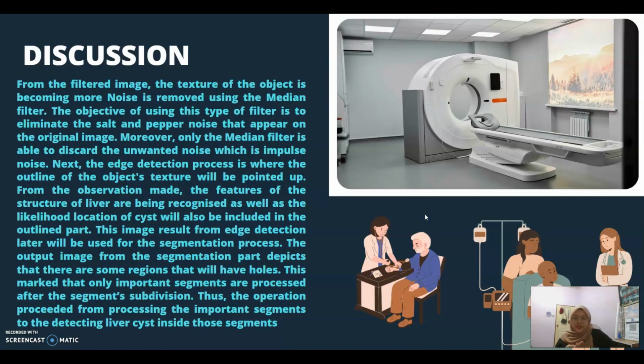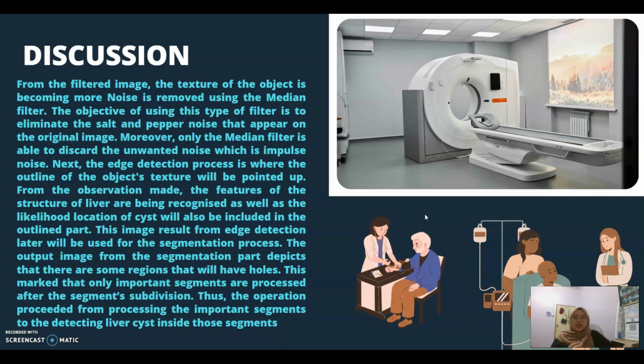Next, I will present the discussion. From the filtered image, the texture of the object, which is the noise, is removed using the median filter. The objective of using this type of filter is to eliminate the salt and pepper noise that appears on the original image. Moreover, only the median filter is able to discard the unwanted noise, which is impulse noise.